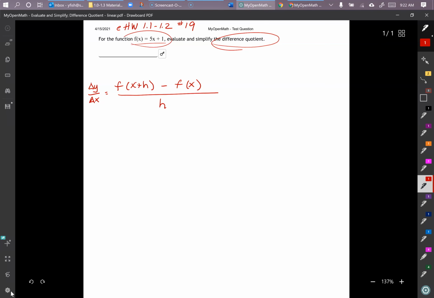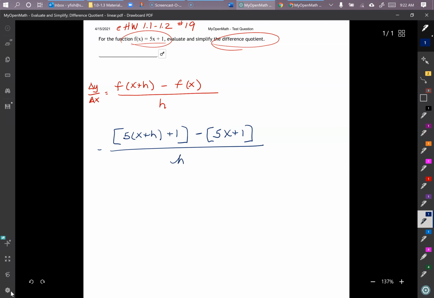So now our function is f of x equals 5x plus 1. So for this chunk, f of x plus h, I'm just going to plug in x plus h everywhere I see x. So 5 times the quantity x plus h, plus 1. And then minus, and make sure you use parentheses or brackets, whatever works for you, minus the function itself, f of x, 5x plus 1, all divided by h.